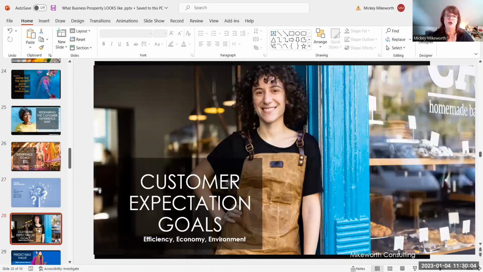And then we move to, right, part 2 of that, which is our customer expectation goals. And we'll look at that part of that business wheel of what do our customers receive, right? And we'll always look at that through our business model of the prosperity business model: efficiency, economy, environment. What are our customer expectation goals? Our customer expectation goals may be that they are greeted, right? If you own a store, a customer expectation goal may be that they are greeted.